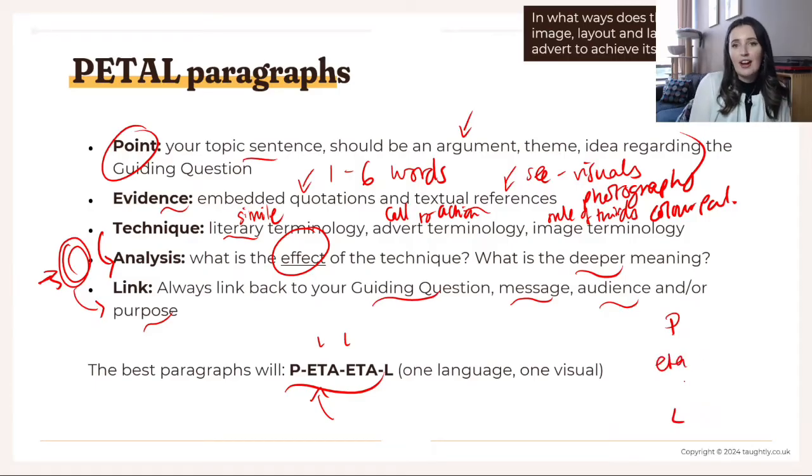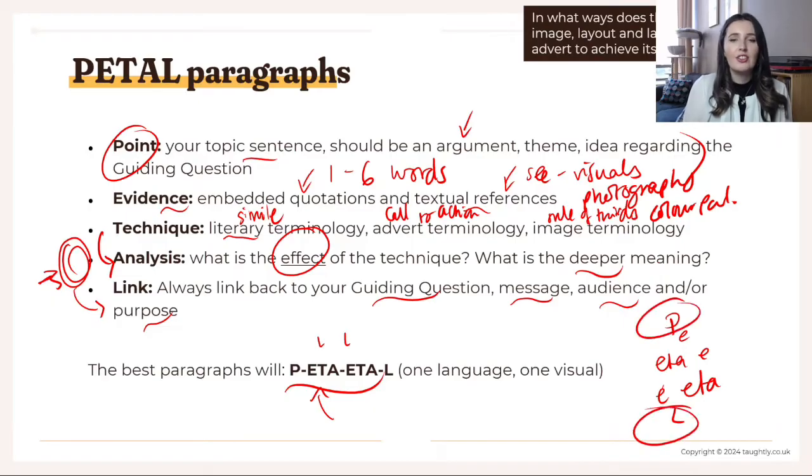If you mix them up, right? If you have got lots and lots of evidence the whole way through, maybe we've got an extra little E here, an extra little E here, not a big deal. But you do need to make sure that you've got lots of analysis, techniques, and evidence, and that you do begin with your point and that you do end with your L, your link.